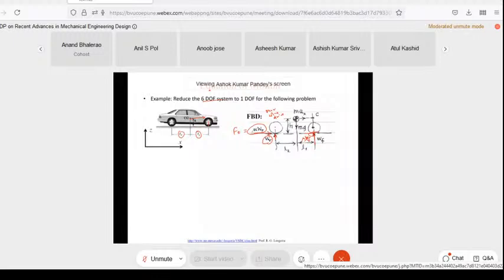If it is front wheel drive, you have to consider this. If it is all wheel drive, you have to consider both, right? So that's how basically we need to do it. Now we will write the equation of motion.